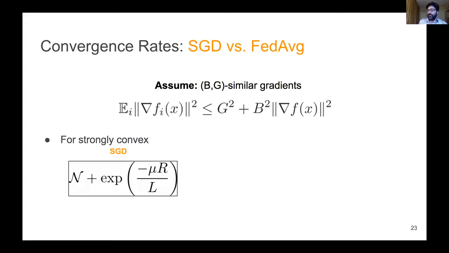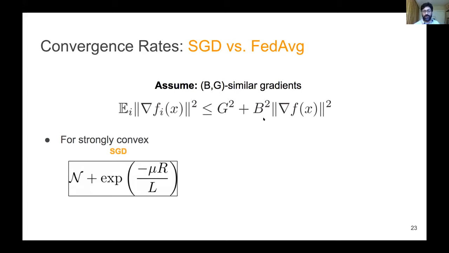Okay. So one way of capturing similarity is this notion called B similarity. So if you look at essentially the second moment of the gradients, then that is bounded by G squared plus B squared times the squared norm of the gradient of the average function. Okay.